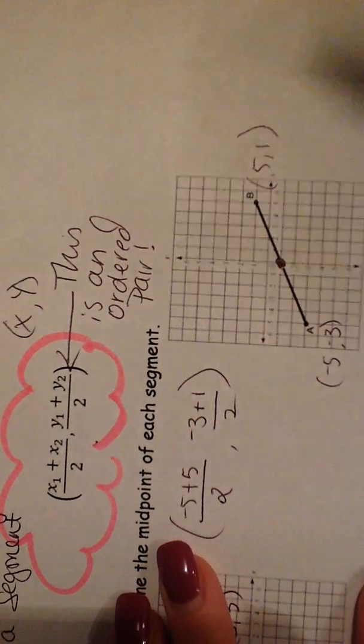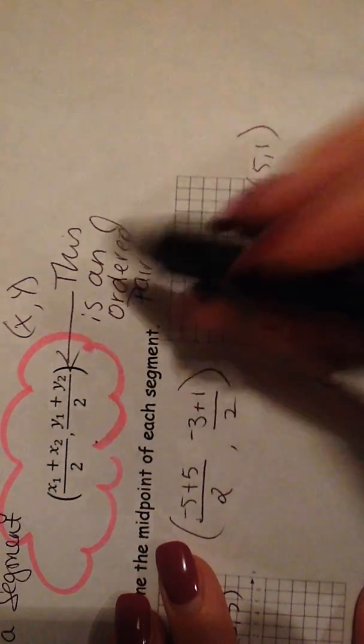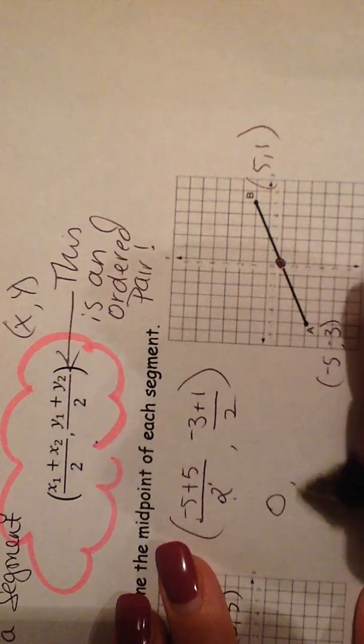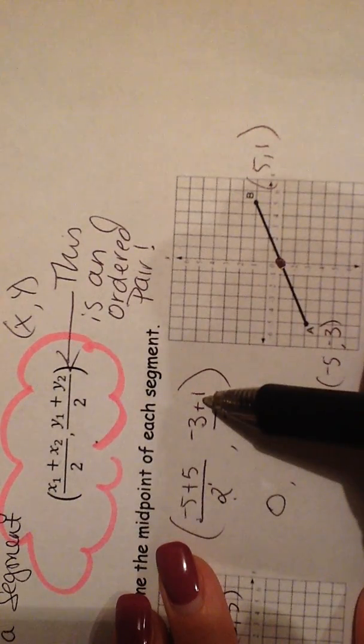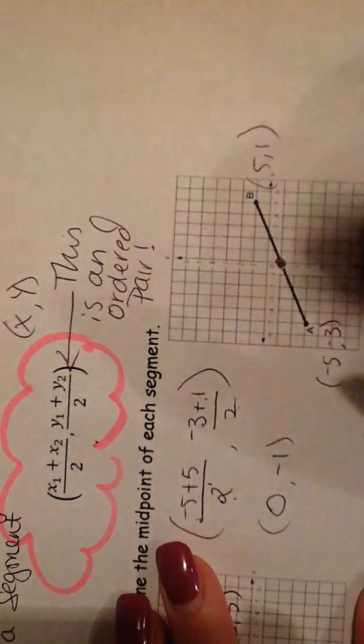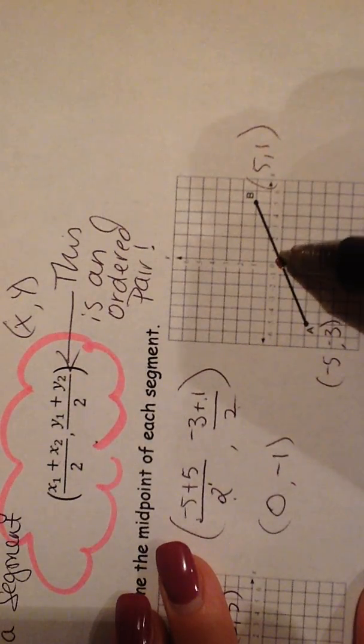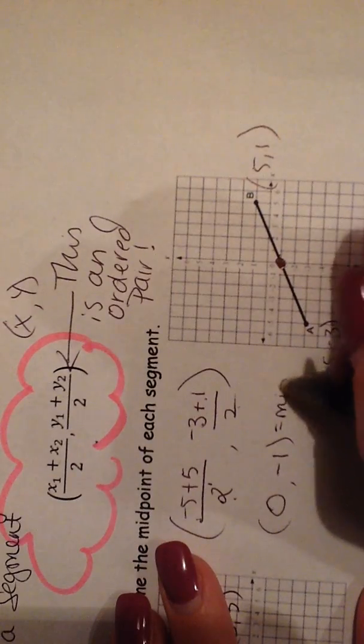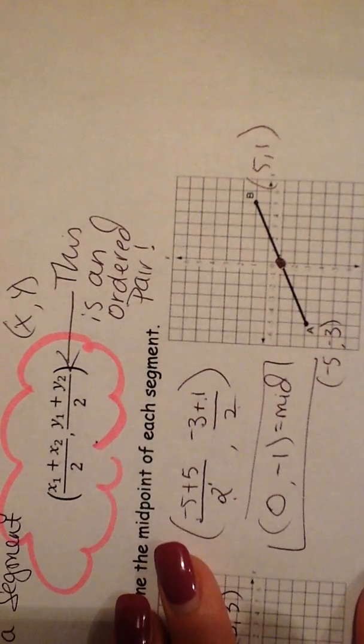Do the rest in your head. Negative 5 plus 5 is 0. 0 divided by 2, 0. Negative 3 plus 1 is negative 2. Negative 2 divided by 2, negative 1. So if I come down and look at this point, sure enough, that's 0, negative 1. That's my midpoint. I'm done.